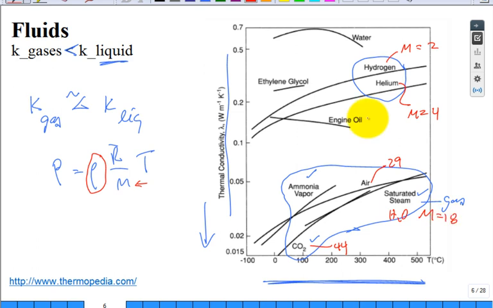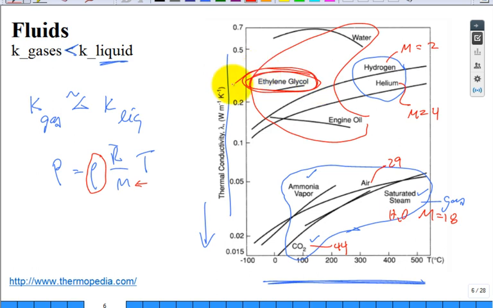So here are some of the liquids: water, ethylene glycol, and engine oil. Hey, where do we find this in your everyday use? Antifreeze. Thank you very much. It's nice to learn things, right?